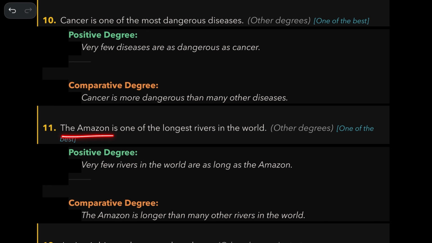The Amazon is one of the longest rivers in the world. You are asked to learn, change this into other degrees, but in the exam, they will ask you to write a sentence in positive degree or comparative degree. So this belongs to the one of the best pattern, the second pattern. So the positive degree: Very few rivers in the world are as long as the Amazon. The Amazon is longer than many other rivers in the world.